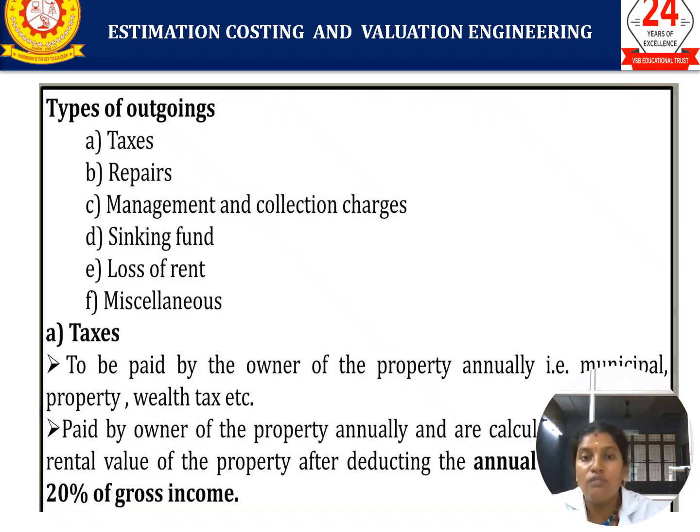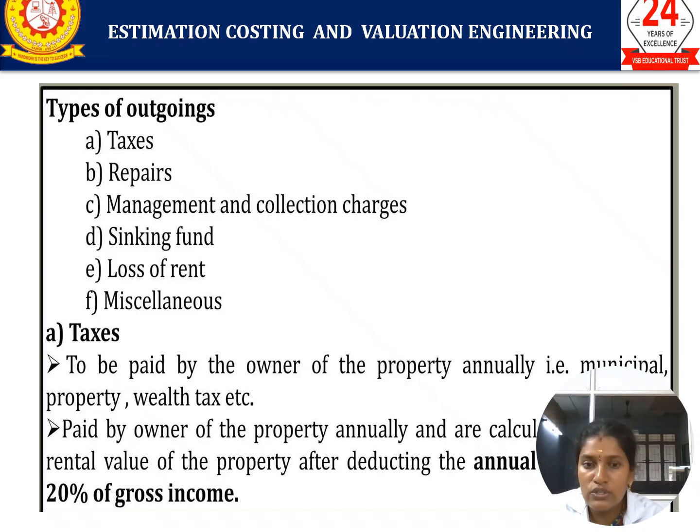And loss of rent. In a year there are 12 months, and for some months rent is not available, so for that particular month we have to spend some amount, right? So that is mainly required for loss of rent. And miscellaneous amount, it is an extra amount.